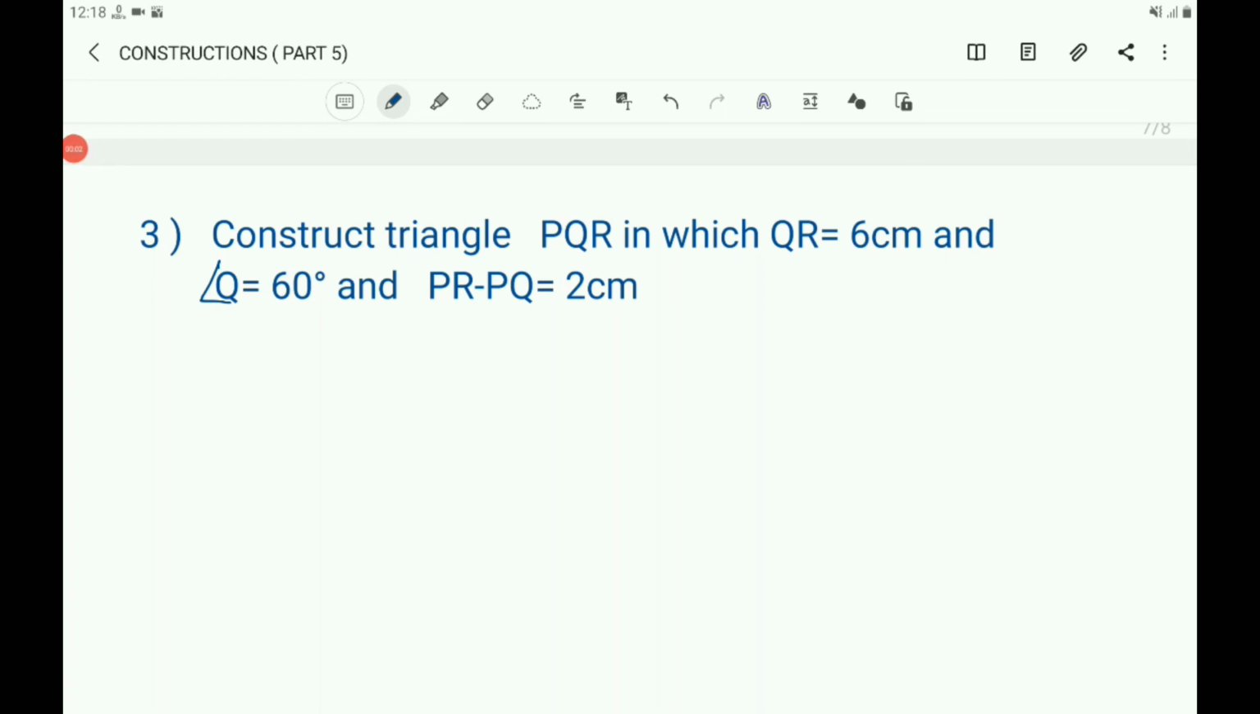Now let us take one more example for the construction of a triangle when the base, base angle and difference of two sides are given. Construct triangle PQR in which QR equals 6 cm and angle Q equals 60 degree and PR minus PQ equals 2 cm. Here QR is a baseline of 6 cm length and the base angle Q equals 60 degree. The difference of the other two sides PR and PQ equals 2 cm.